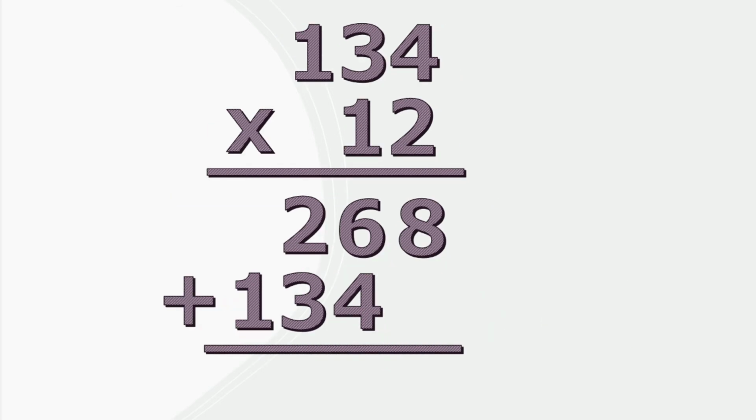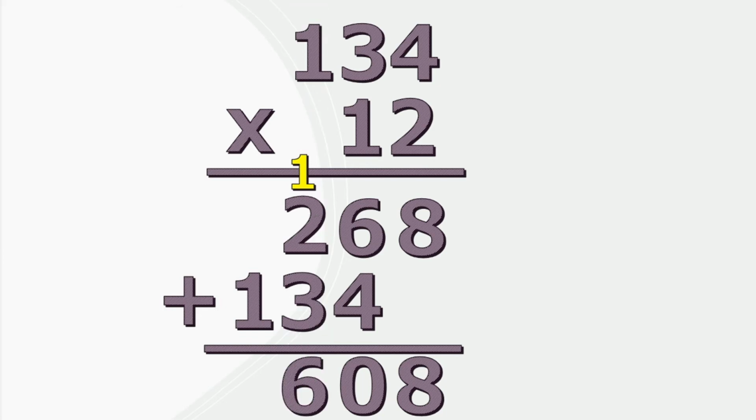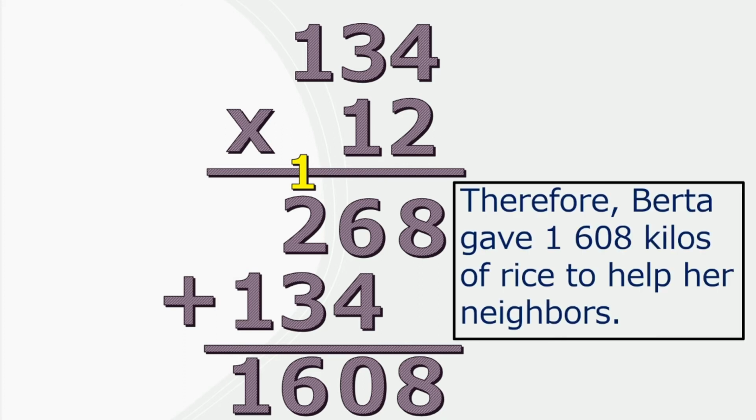Then add the partial product. Just bring down 8. 6 plus 4 is 10. You write 0, carry 1. 1 plus 2 plus 3 is 6. Then bring down 1. So 134 times 12, your answer will be 1,608. Therefore, Berta gave 1,608 kilos of rice to help her neighbors.